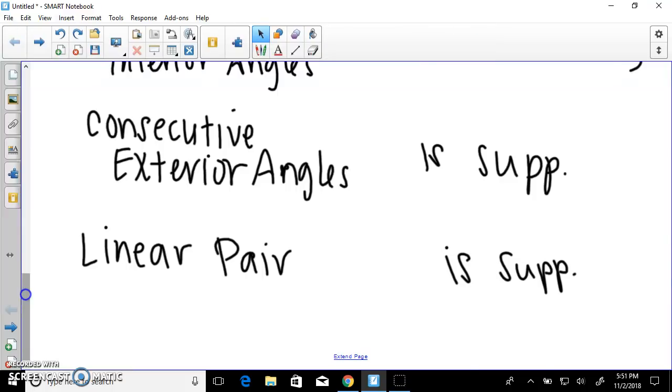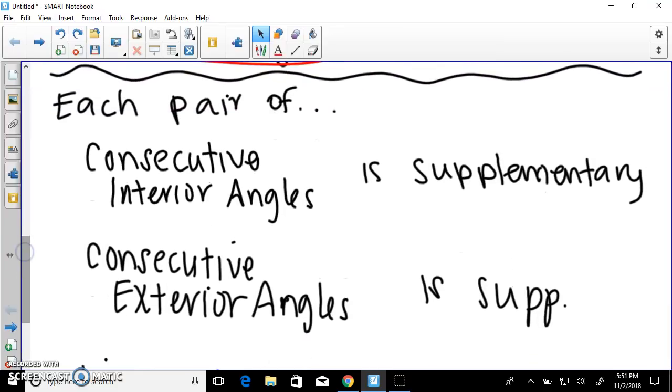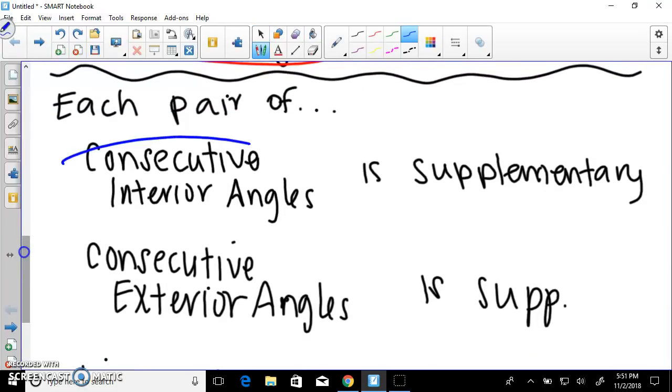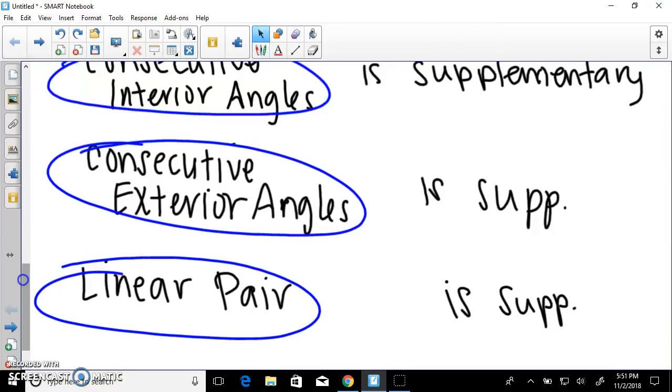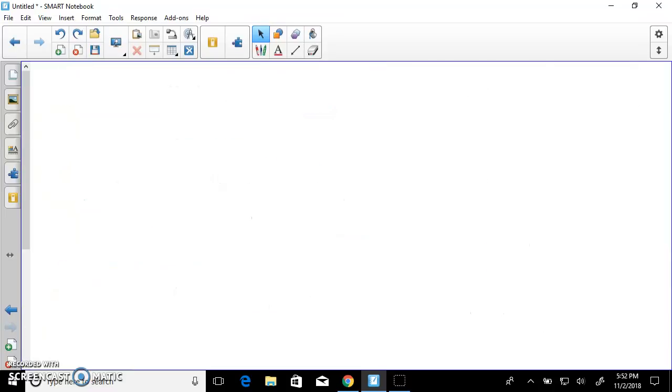Okay, so just to reiterate that, each pair of consecutive interior angles are supplementary, consecutive exterior angles are supplementary, and then linear pairs are all supplementary, meaning they add to 180. So some angle pairs are congruent and some are supplementary. Notice we're not talking about right angles or anything like that. They're either supplementary or congruent. So let's get an example and then explore all of these linear pairs.